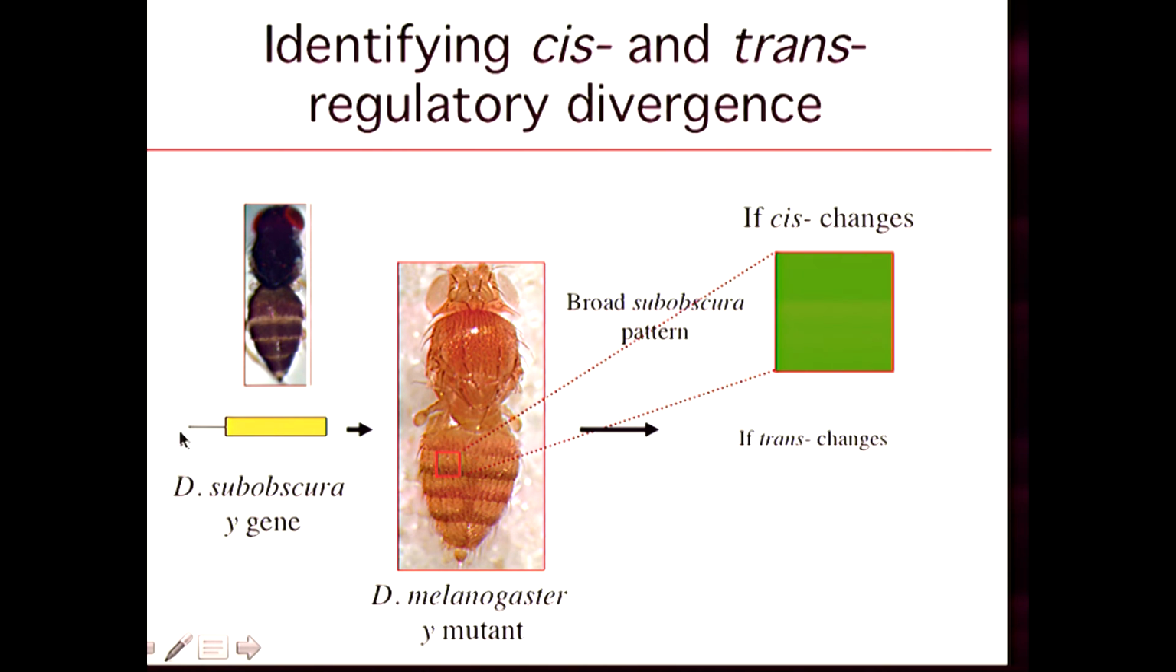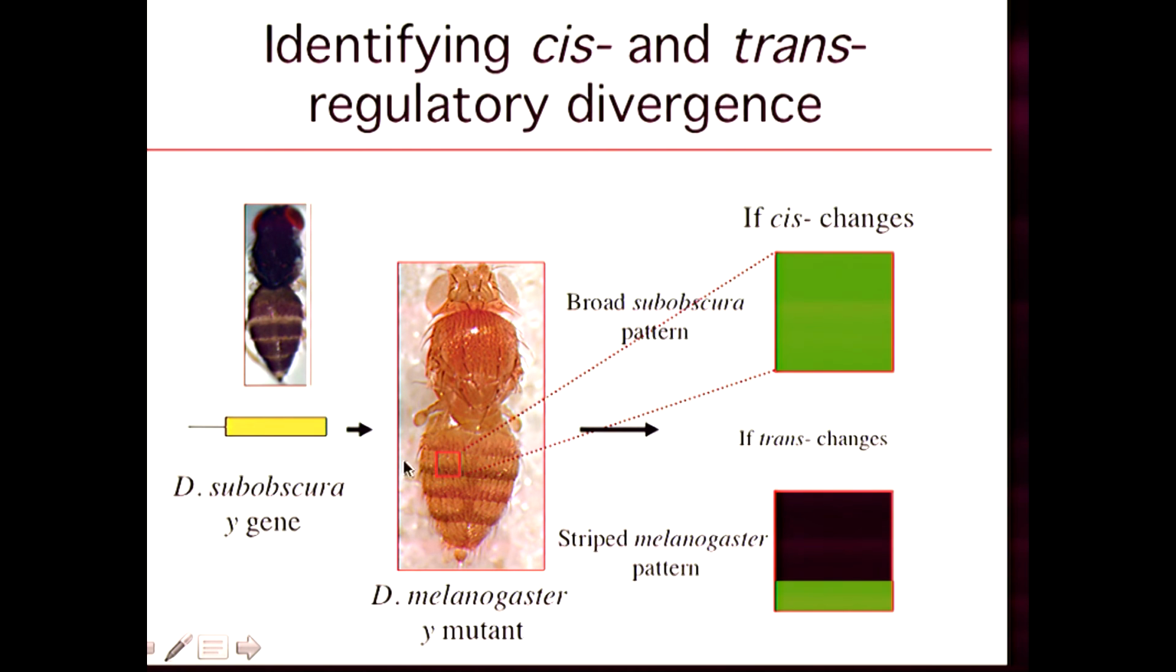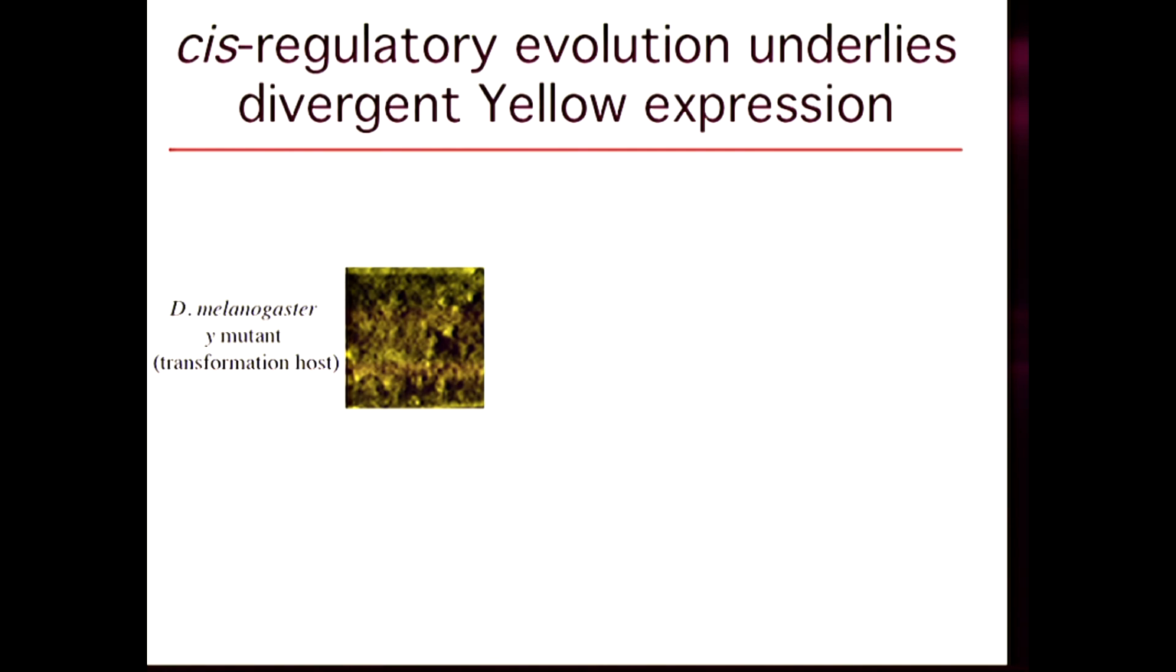If, however, this cis regulatory sequence is the same between the two species, and what's making the different expression pattern is some other factor that we aren't moving from one to the other, when we move this gene over, we should get a pattern that looks like this species, Drosophila melanogaster, which is the stripe. Okay? So that's the logic behind the experiment. Here's the results from the experiment.